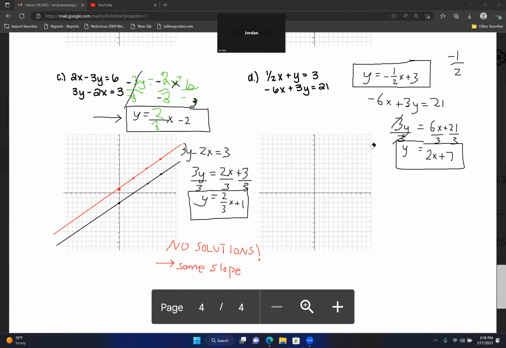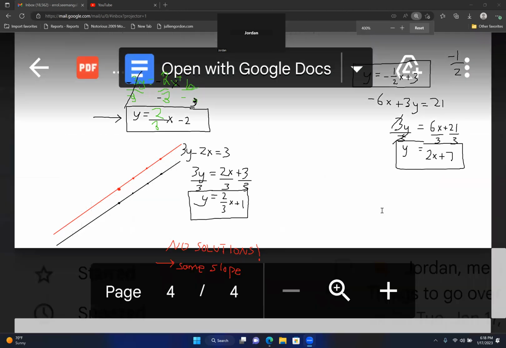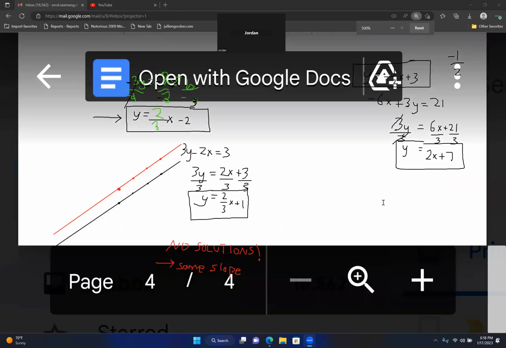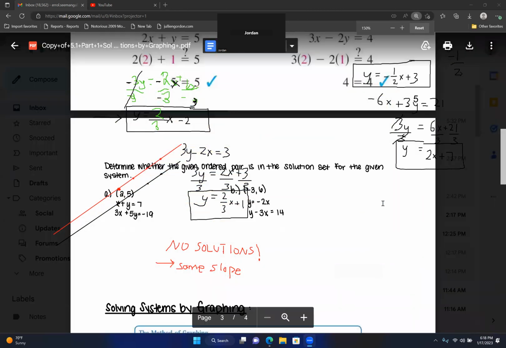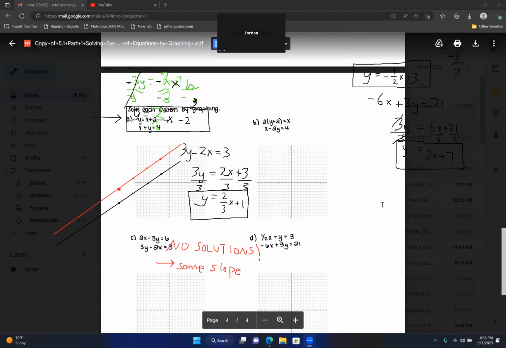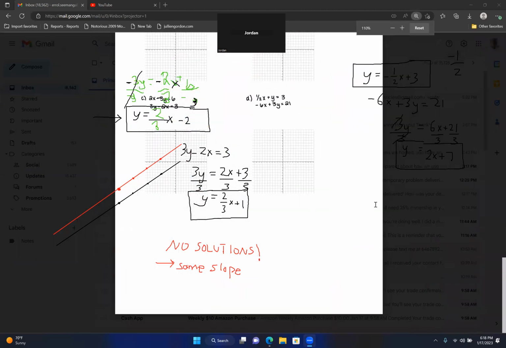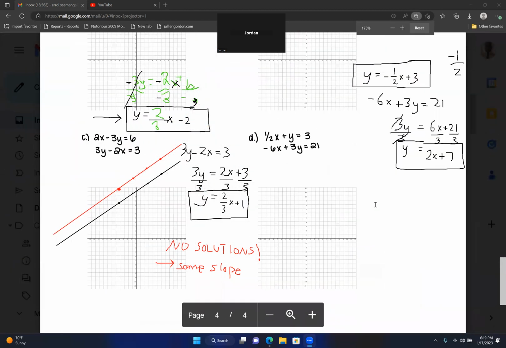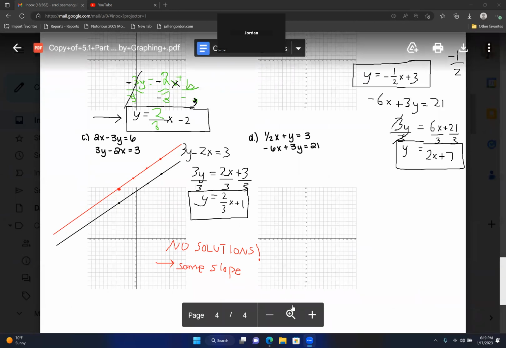That's all. Let's blow this up. Can we zoom it? Let me try it like this. Can we zoom it like that? No. All right, let's just graph it again a little more carefully.